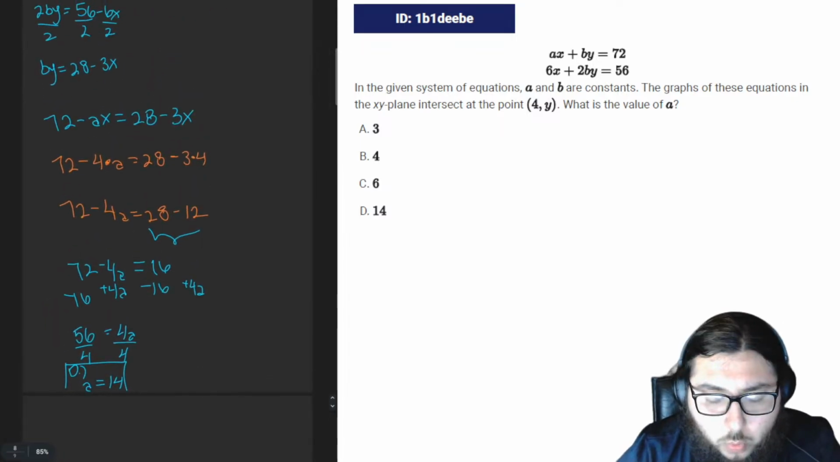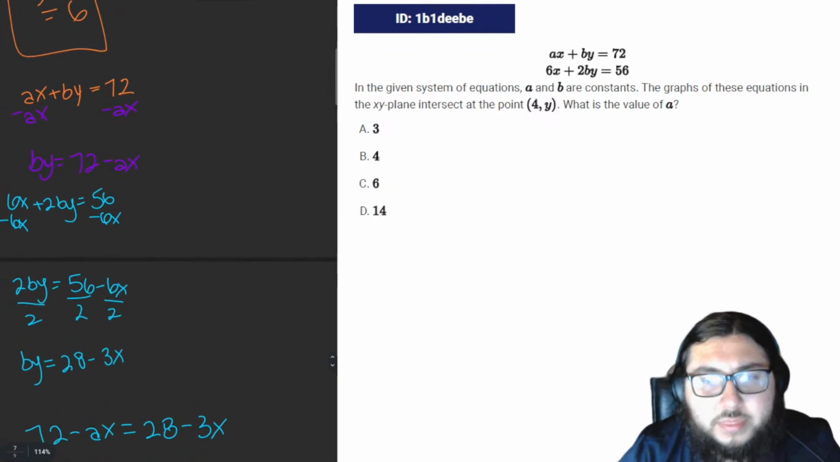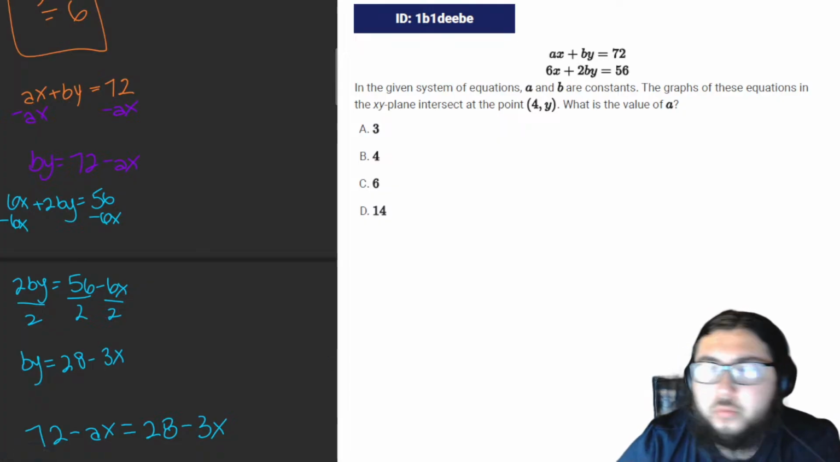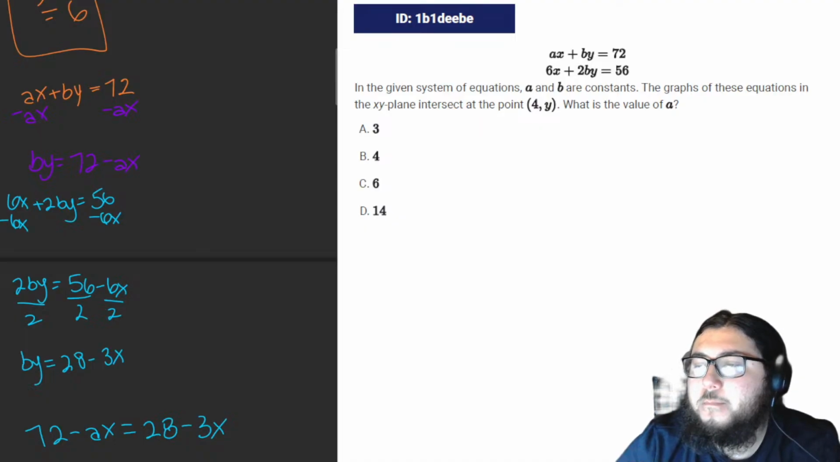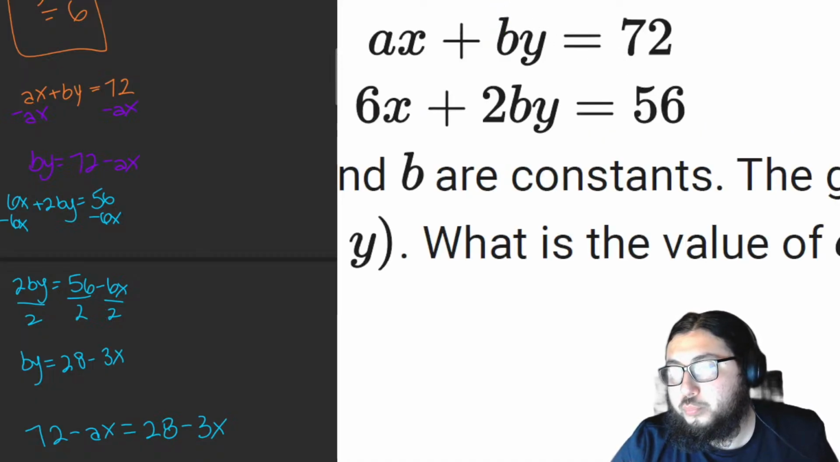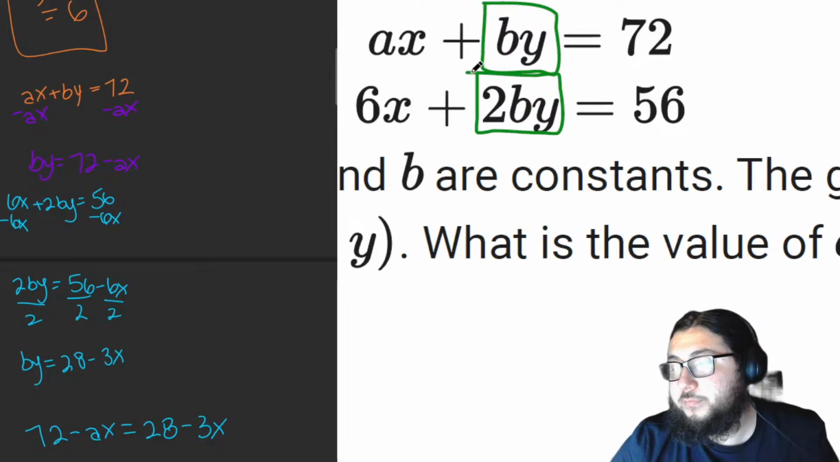So how did we know to solve for by in these equations? The main thing is we notice this pattern, and I'll draw on the problem. We notice this pattern here. We have by, and we also have 2by.